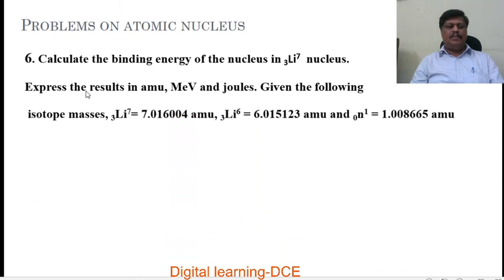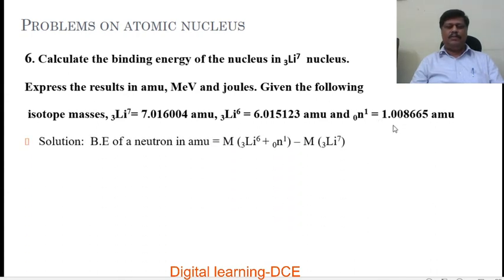The next problem, number 6. Calculate the binding energy of the neutron in the 3 lithium 7 nucleus and express the results in AMU, MeV and joules given the following isotope masses. Mass of 3 lithium 7 is equal to 7.01600 AMU, and that of 3 lithium 6 is equal to 6.015123 AMU, and mass of neutron 0n1 is equal to 1.008665 AMU.